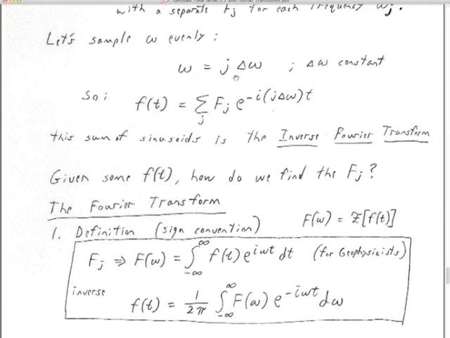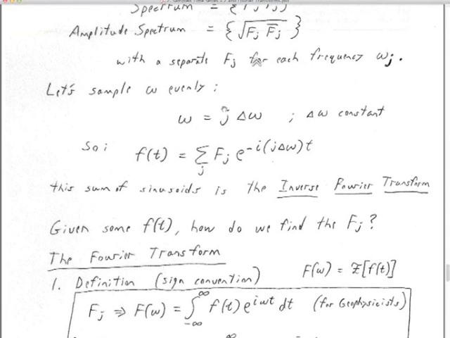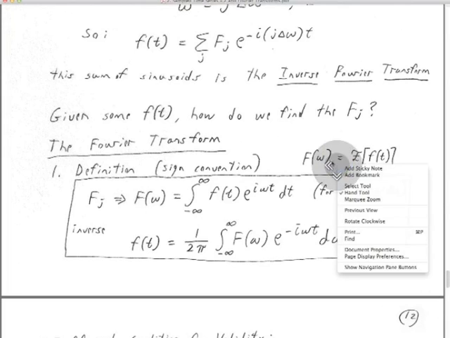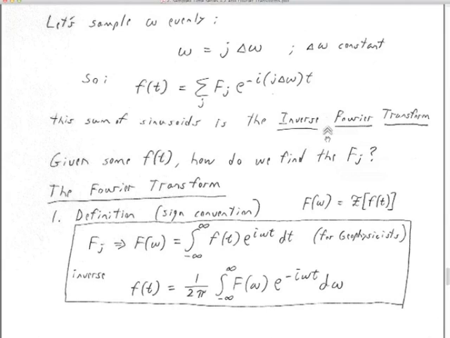Okay, so we're going to sample evenly. So this j now is the index. The actual frequency, the continuous rotational frequency, is this integer j times delta omega, just like the continuous time was equal to, I think it was i times delta t, right? So same concept here, and again, it's just another series of frequencies instead of times.